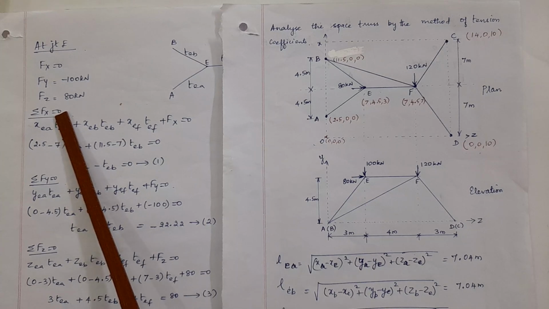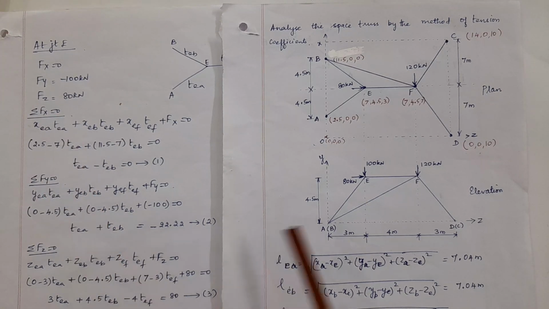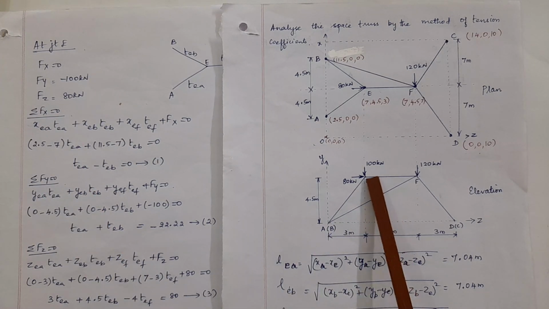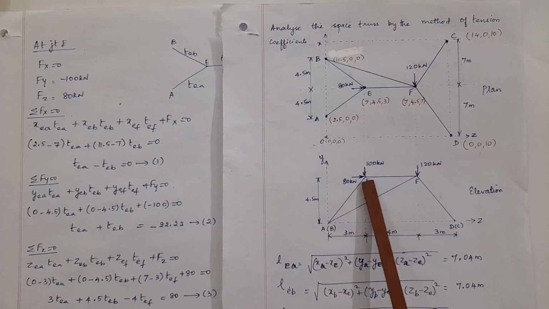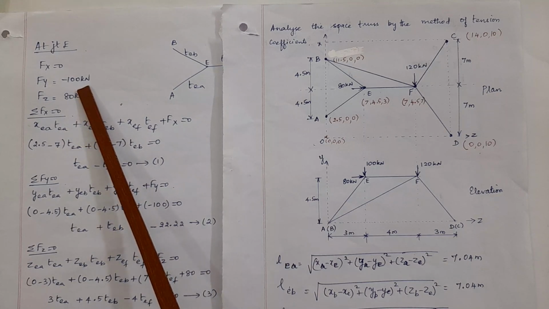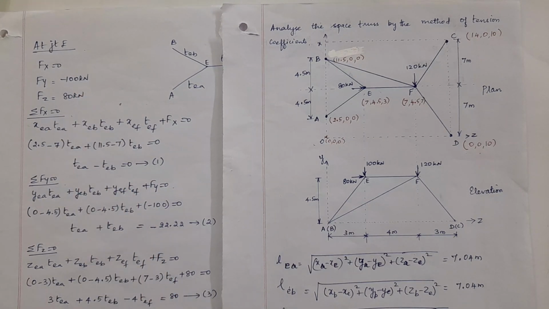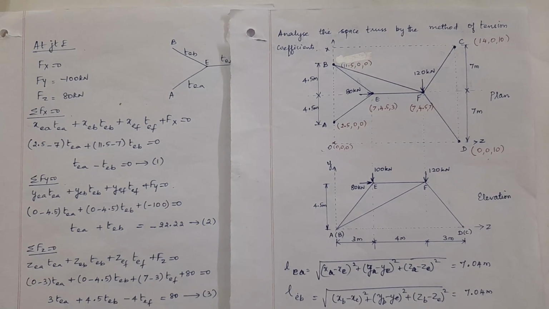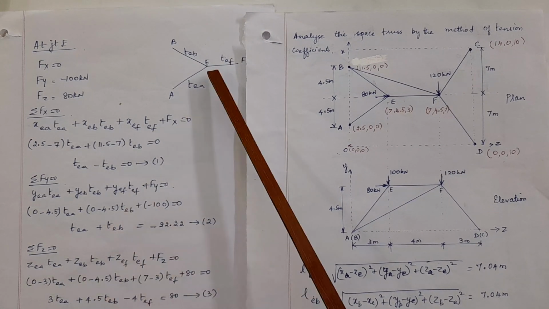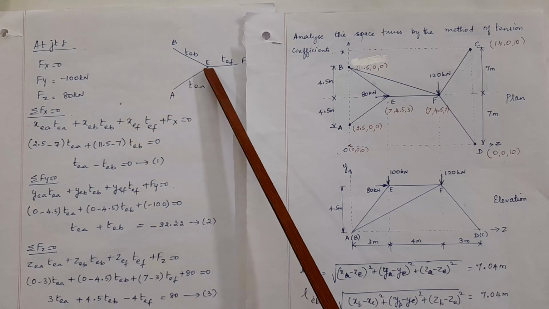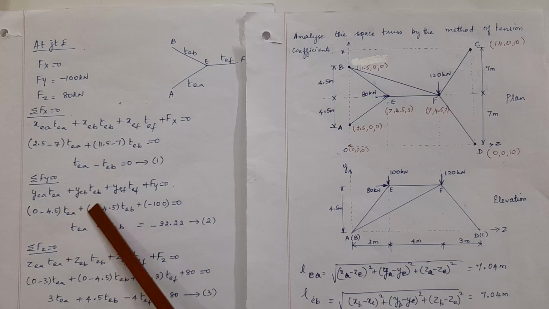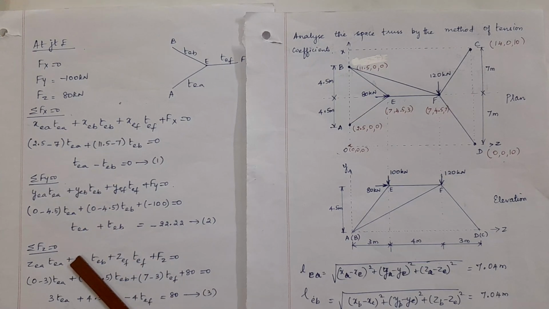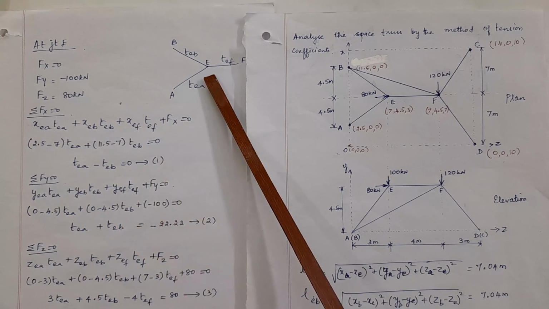Fz is 80 kN at E. Next, 100 kN is acting vertically down. I have taken y axis in this direction, so it is opposite in nature. So Fy is minus 100. So to resolve the tension coefficient in the three members at E, that is to find TEA, TEB, TEF, I write three equilibrium equations and simultaneously solve to get the unknowns at joint E.